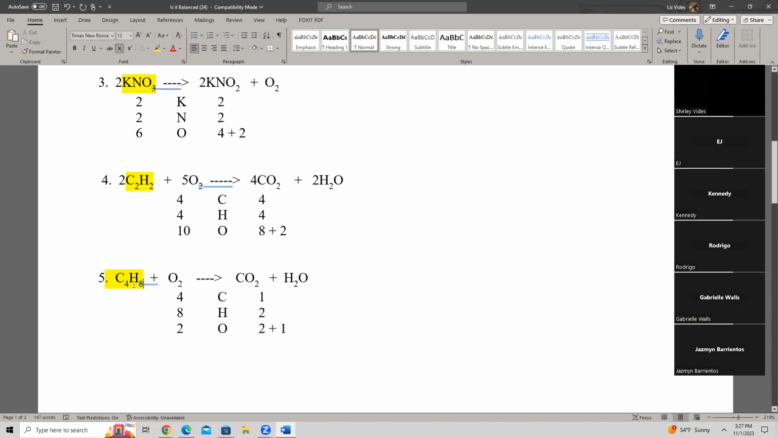All right, so carbon's definitely not balanced, so let's do that. There's 4 here and there's only 1 there. So we can put a 4 in front of this one.